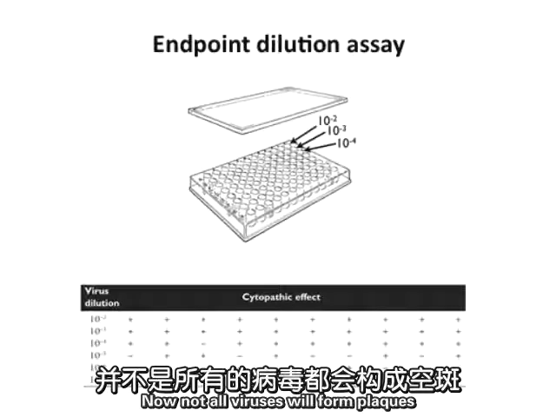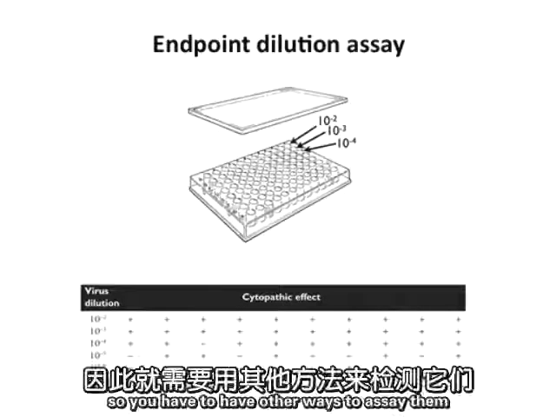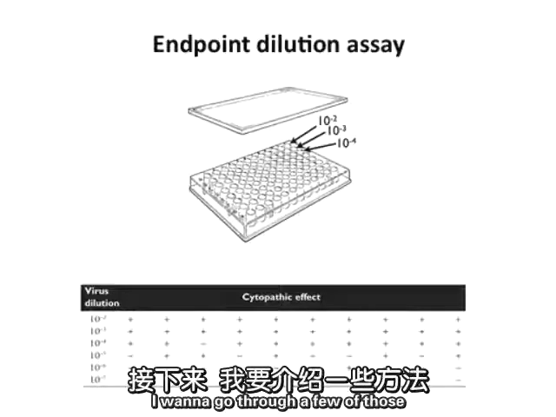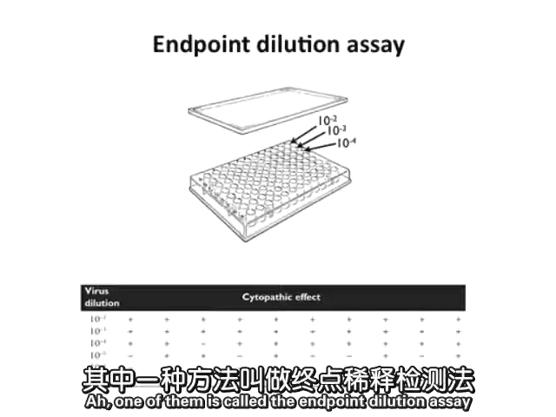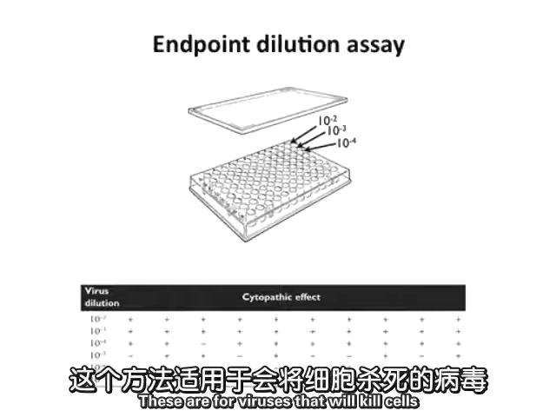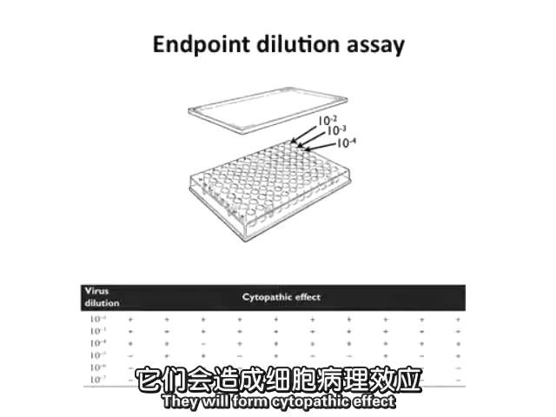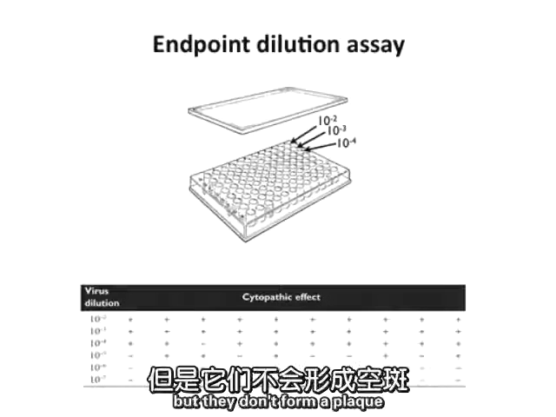Now, not all viruses will form plaques. Many don't, so you have to have other ways to assay them, and I want to go through a few of those. One of them is called the endpoint dilution assay. These are for viruses that will kill cells. They will form cytopathic effects, but they don't form a plaque.